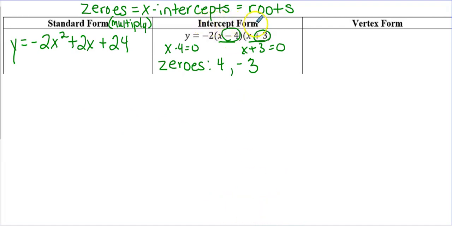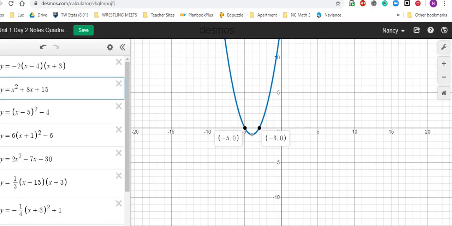So intercept form, what you would do, write this on your chart, is factor the standard form. Okay, so you'll factor the standard form. For vertex form, what I want you to do is I want you just to look at Desmos. Look at it on Desmos. Find the vertex. Okay, so let me show you what that looks like. So let's go to the first one.